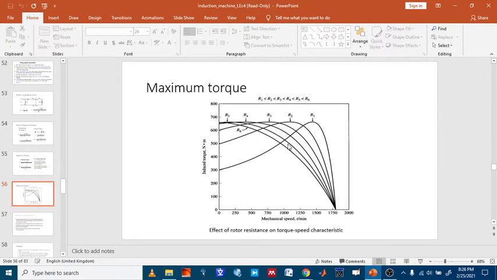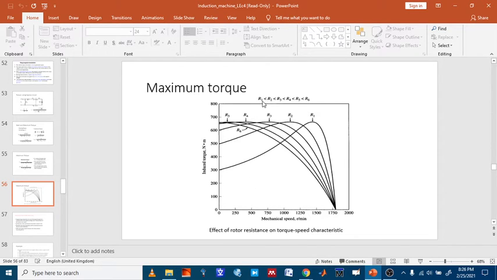The effect of the rotor resistance on the torque. Actually, if you increase the rotor resistance, the starting torque becomes higher. If you want higher starting torque in an induction machine, what you need to do is to increase the rotor resistance.